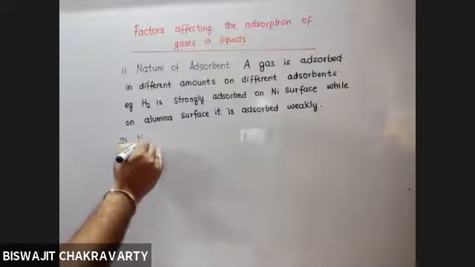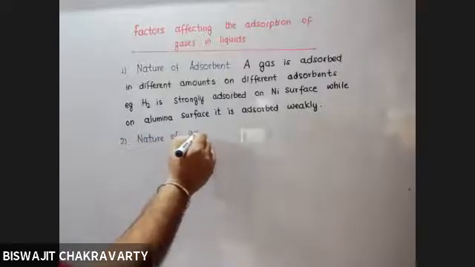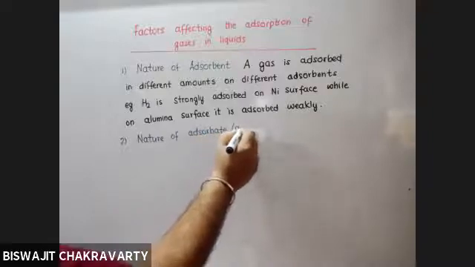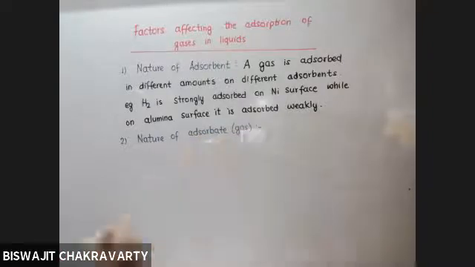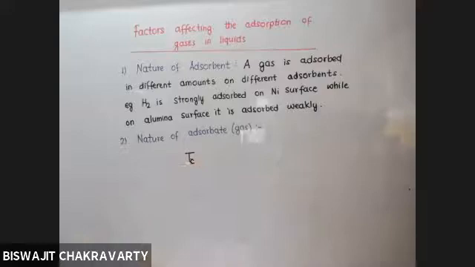Number 2, nature of adsorbate, which is of course gas, the one which is coming on the surface. Last year under states of matter chapter, we have come across a term called critical temperature. So let us first of all try to understand what is critical temperature.